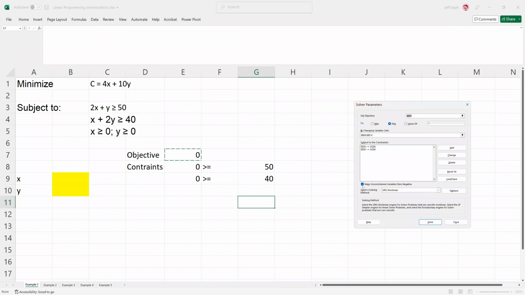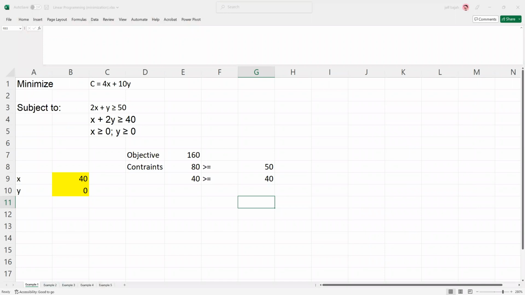This is checked because we don't want negative numbers, right? Because remember, x is greater or equal to 0, y is greater or equal to 0. If that was the other case, if you said x could be less than 0, then we would uncheck this. You can leave it this way and use simplex linear programming. It's still the same. And you can click your answer.